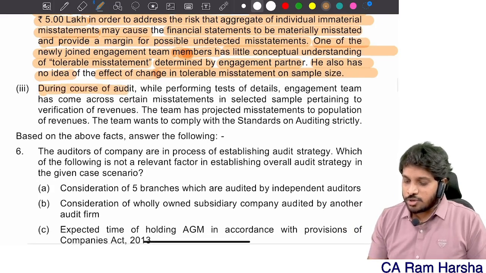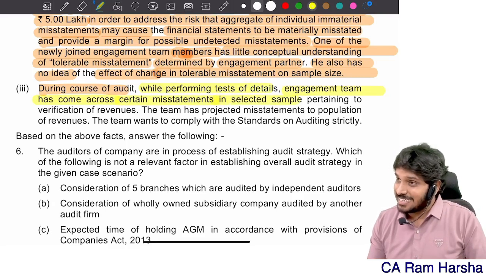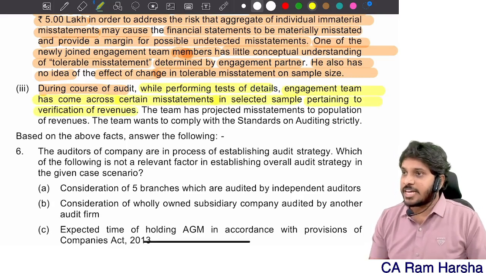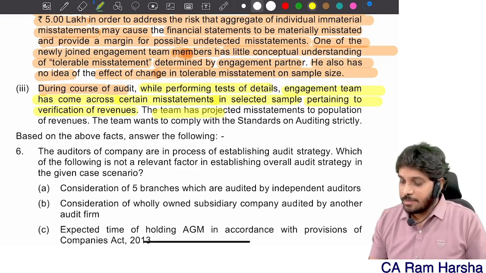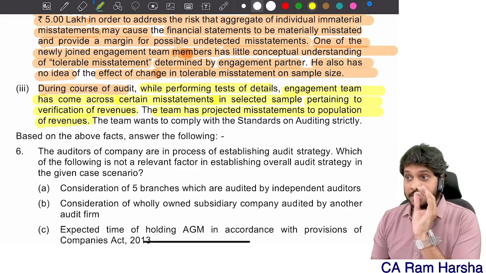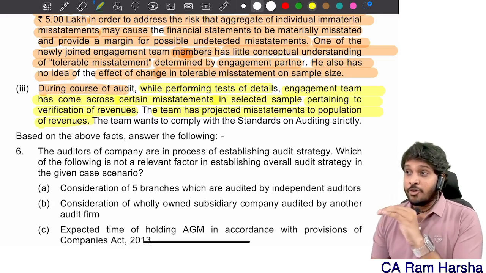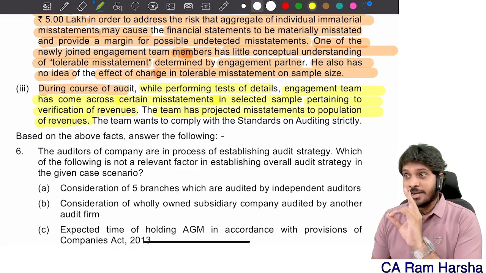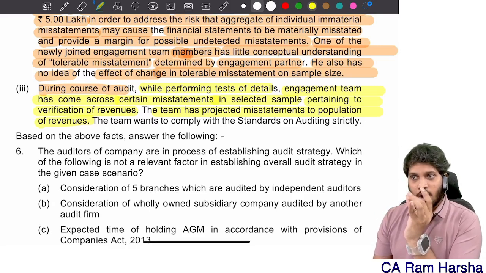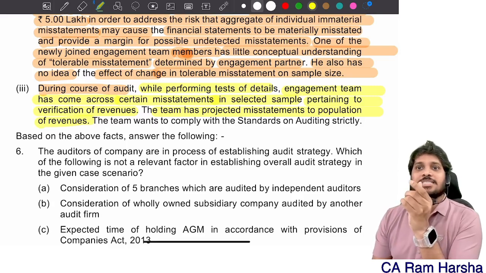During the course of audit, while performing test of details, the engagement team came across certain misstatements in the selected sample pertaining to verification of revenues. The team has also projected misstatements to the population of revenues. Okay, they identified some misstatements in the sample they selected. Once we identify misstatements in the sample, we should project it, correct? Before projecting, we should classify these misstatements into two categories: anomaly, non-anomaly. Is it anomaly? Non-anomaly. We should classify.